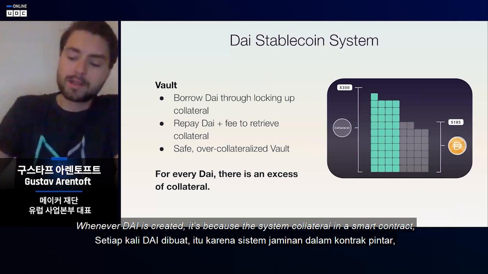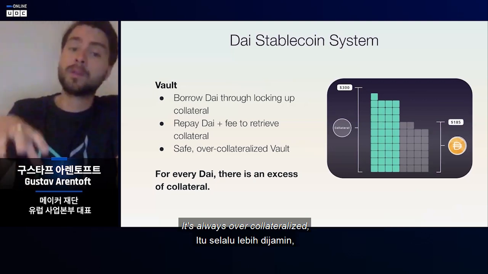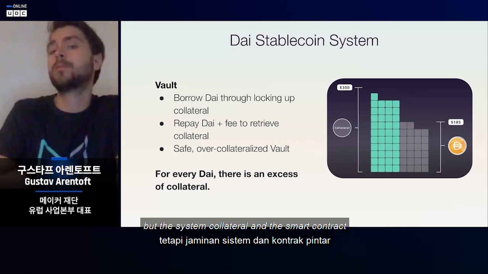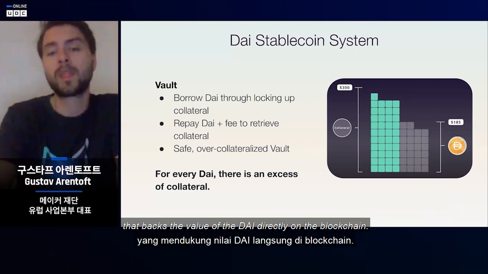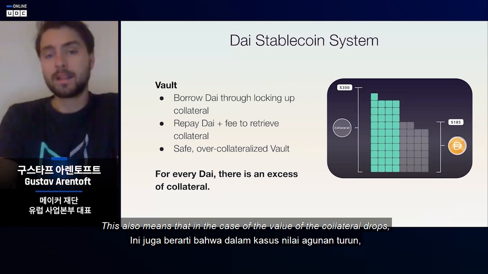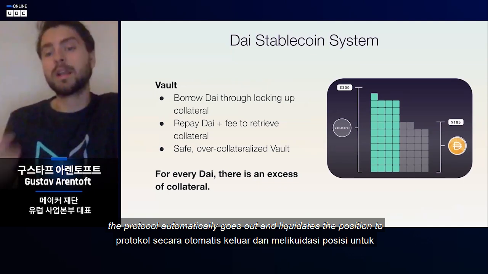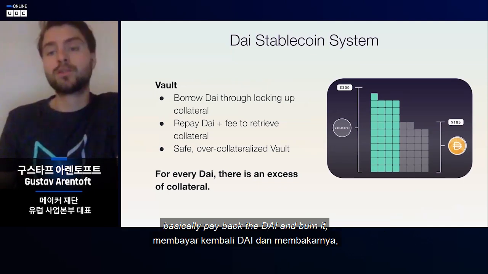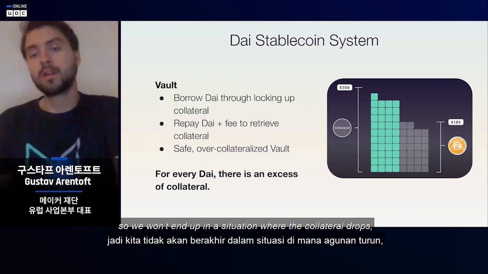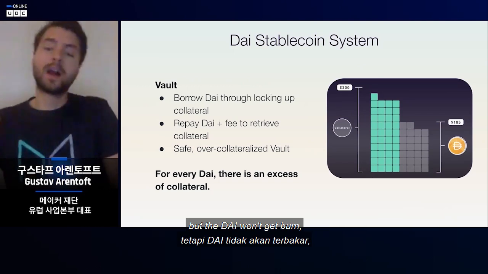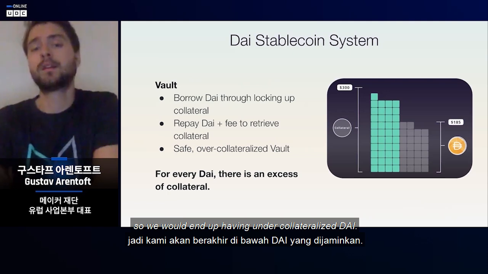So whenever DAI is created, it's because there sits some collateral in a smart contract. It's always over collateralized, but there sits some collateral in a smart contract that backs the value of the DAI directly on the blockchain. So this also means that in the case that the value of the collateral drops, the protocol automatically goes out and liquidates the position to basically pay back the DAI and burn it. So we won't end up in a situation where the collateral drops, but the DAI won't get burned, so we would end up having under collateralized DAI.